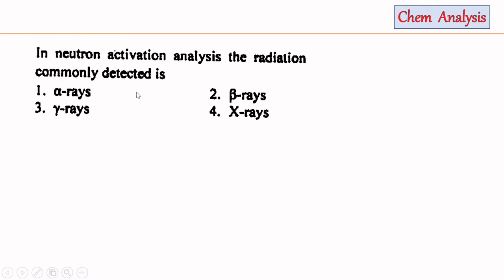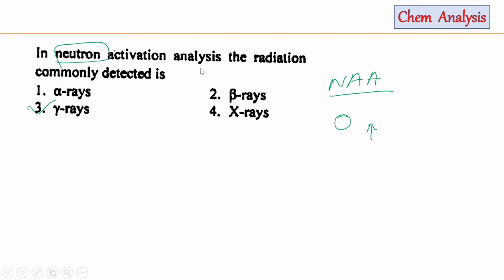In the third question, the question is asked about neutron activation analysis. What is neutron activation analysis? The short form is NAA. This technique is applied for the detection of the concentration of elements in a complex. In this study, the complex is activated by neutrons, and during activation the rays which are radiated are gamma rays.